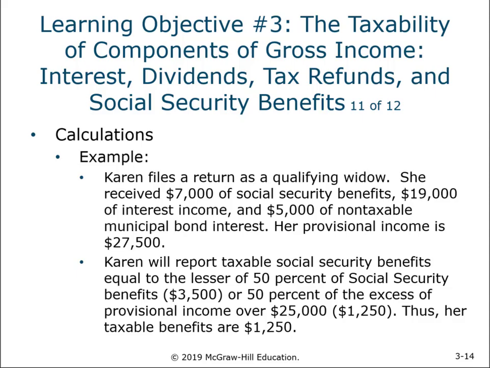Reported taxable Social Security benefits is the lesser of 50% of Social Security benefits, that would be $3,500, or 50% of the amount we're over the threshold. Well, $27,500 is over the first threshold by $2,500. Half of that is $1,250. $1,250 is less than $3,500, or 50% of the Social Security benefits. So their taxable benefits is only $1,250.